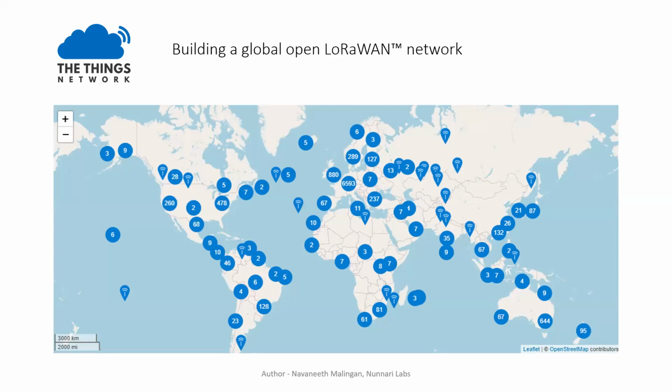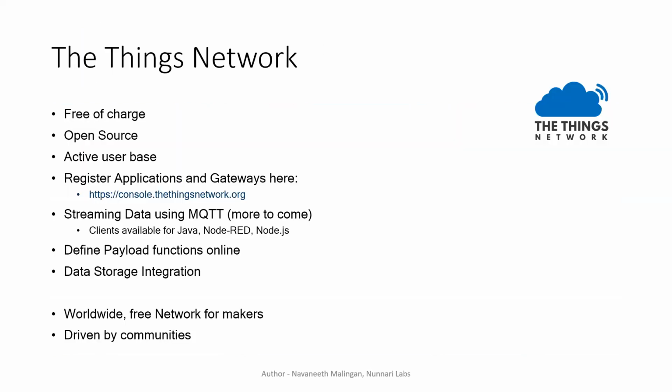And it has two versions. One is the open source version, the community version, and another is the proprietary version. What TTN offers is free of charge. It's an open source thing. It has a lot of user bases, because in Coimbatore we have 5 gateways. These 5 gateways are contributed by the community. I have contributed one gateway to the TTN community.